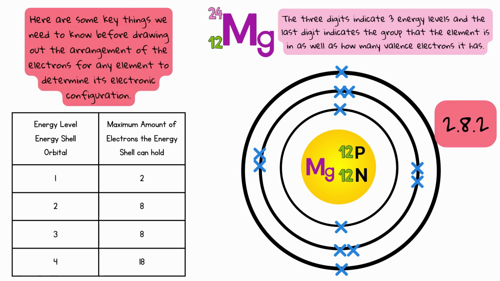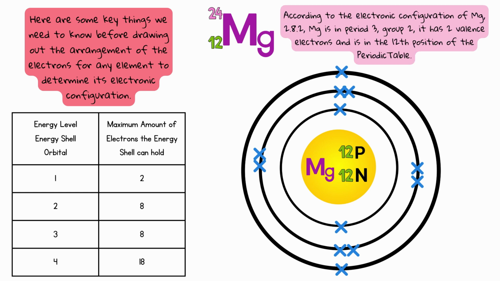The 3 digits 2, 8, 2 indicate that there are 3 energy levels, and the last digit indicates the group that the element is in, as well as how many valence electrons it has. So according to the electronic configuration of magnesium, magnesium is in period 3, group 2. It has 2 valence electrons and is in the 12th position of the periodic table.